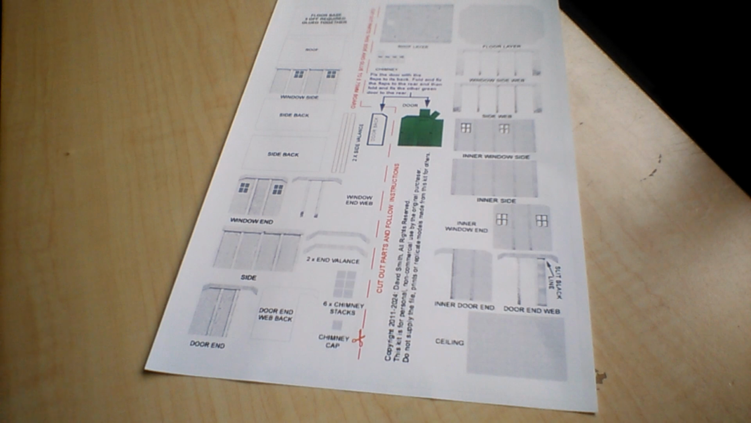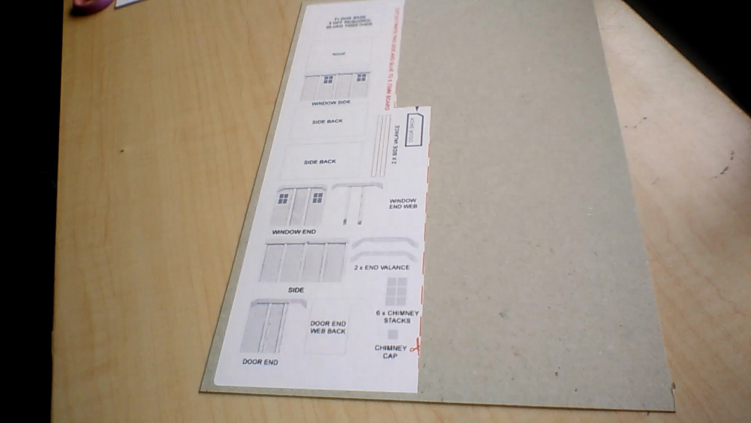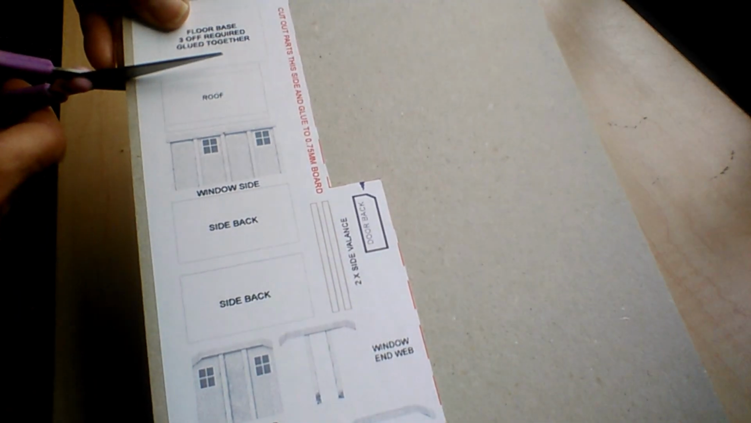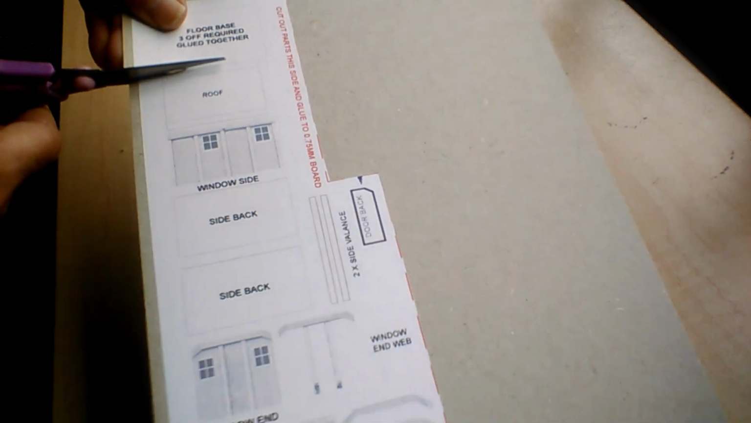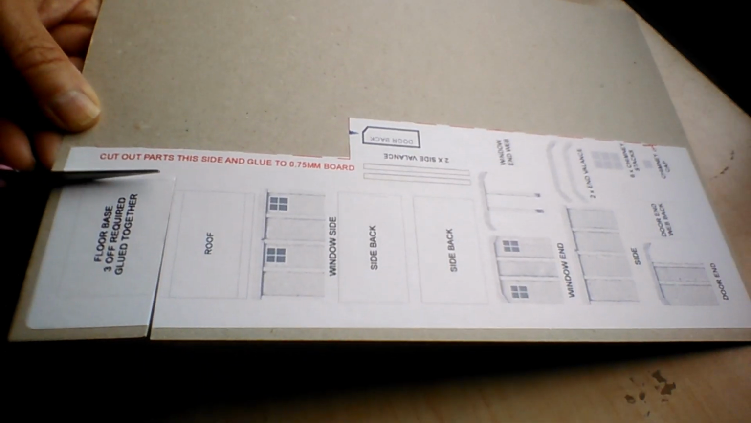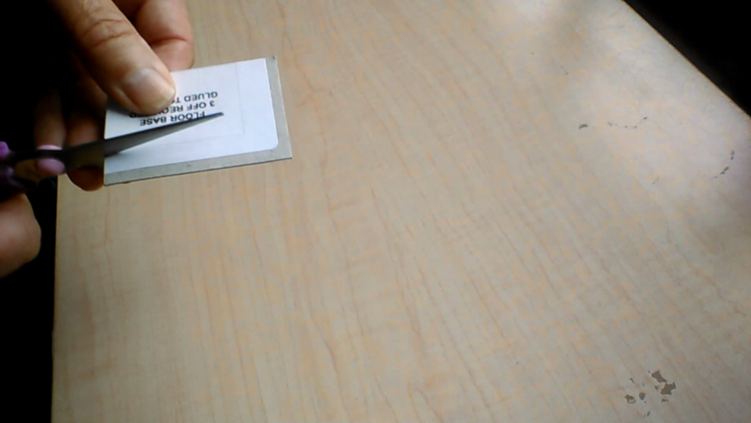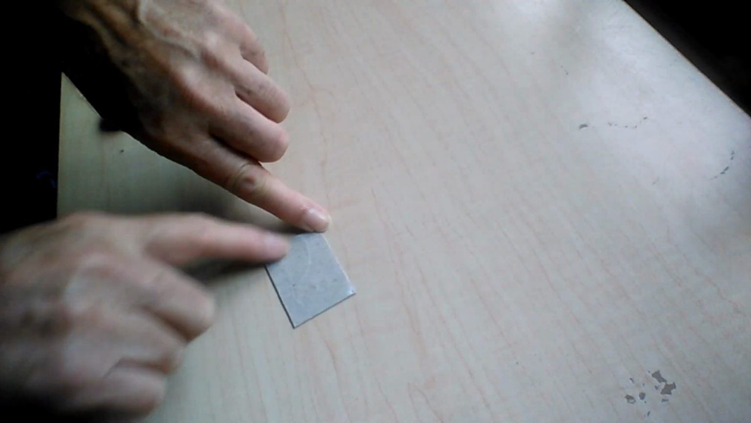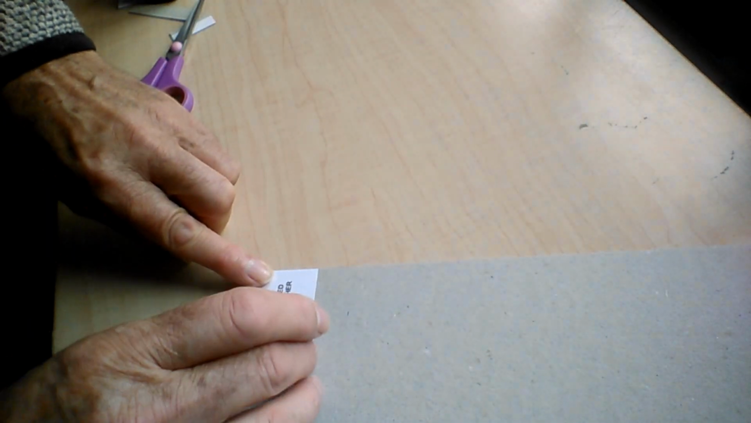One side of the print needs to be glued to gray board and the components on the other side of the print are to be cut out individually when instructed. The board is 0.75 mm thick. Following the step-by-step instructions, the floor is cut out first. It needs to be increased in thickness threefold. So, I use the spare board to make a stack of three.